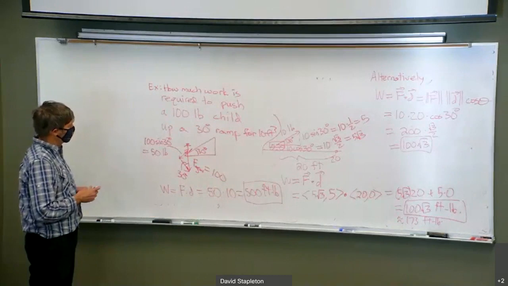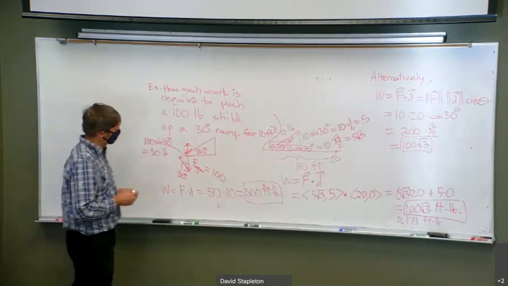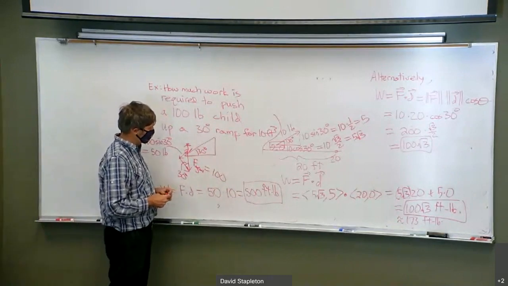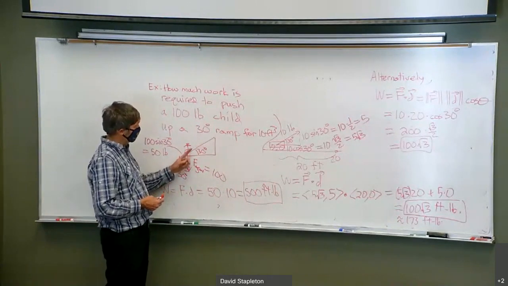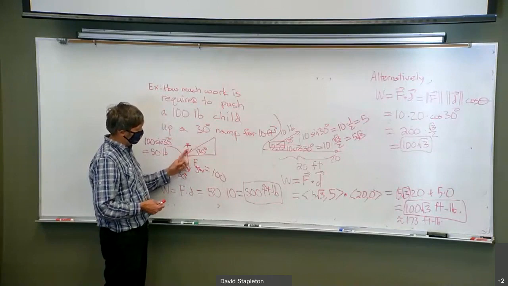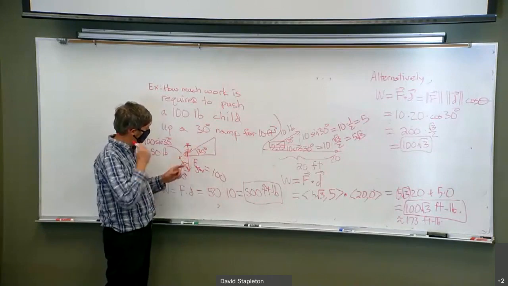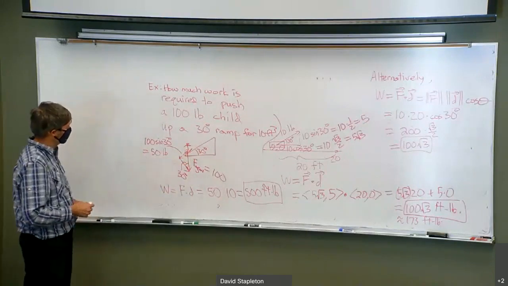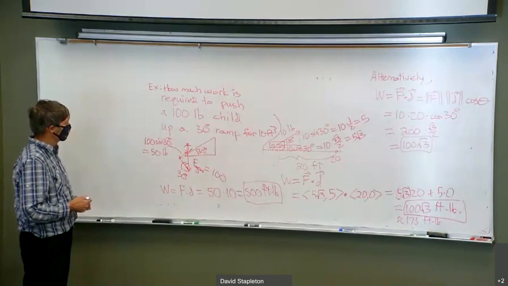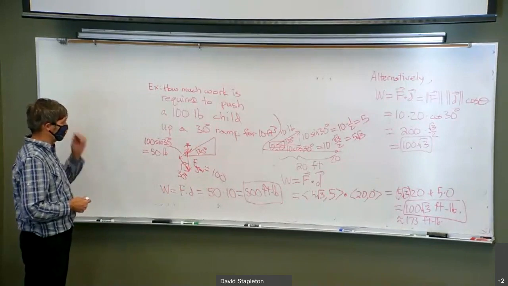The book also brings up an interesting thing. You can say that this is the work done by you. It's also the work done against gravity. So the work done against gravity, and then gravity pushes with 500, with the same force the other way, 50 pounds at the same time. All right, so there's work pushing something up a ramp.